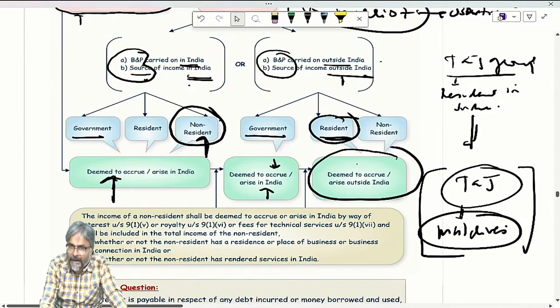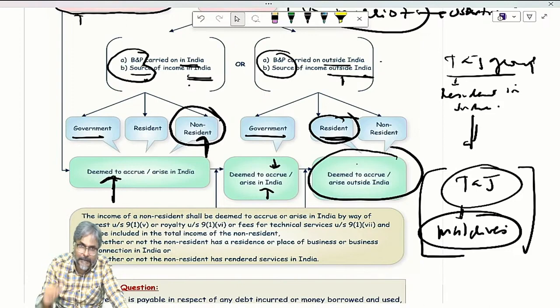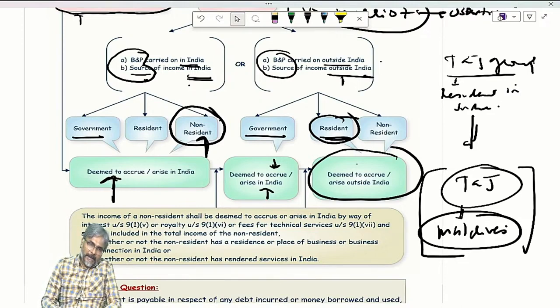Now, everything was going fine through this principle. Suddenly, a judgment comes in 2007 of the Supreme Court in Ishikawajima-Harima Heavy Industries Limited. Now, what was that judgment, students? A very peculiar thing happened. This Japanese company entered into an agreement with an Indian company. And the name of the Indian company was Petronet.